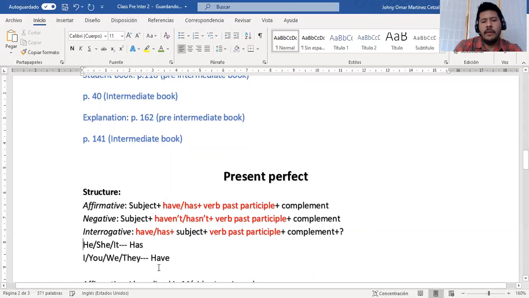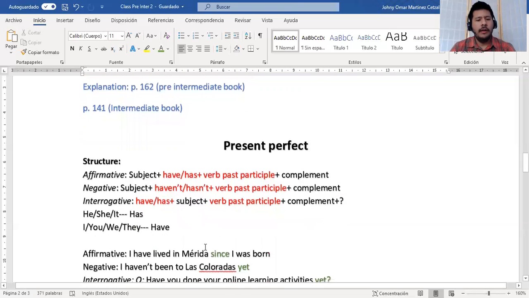And in the case of I, you, we, they, it is: I have played video games all my life. You have read that book many times. We have not traveled to China recently, and they have watched that movie many times, okay? So let's start checking other examples that I have written for you.